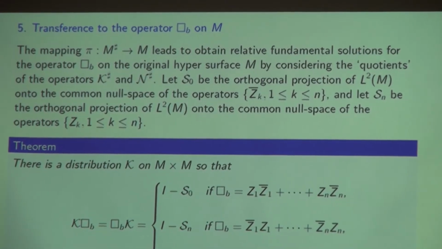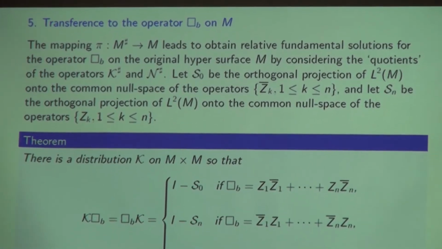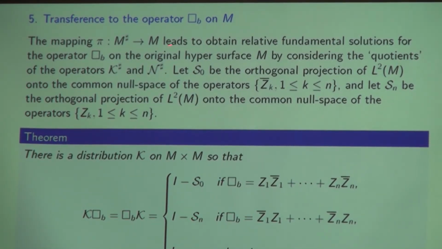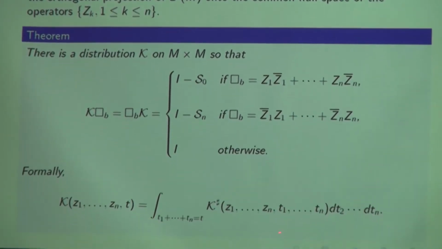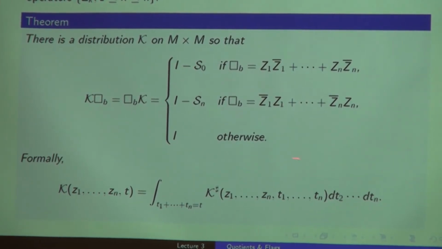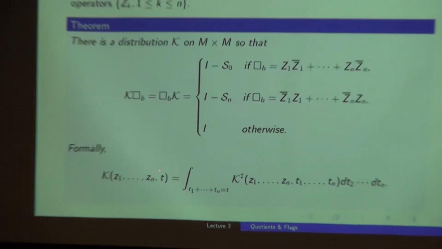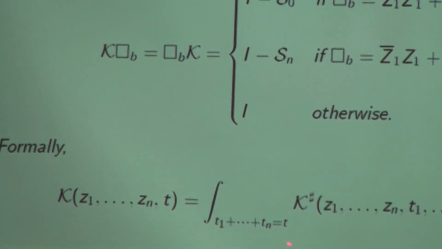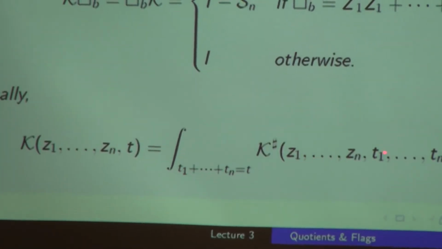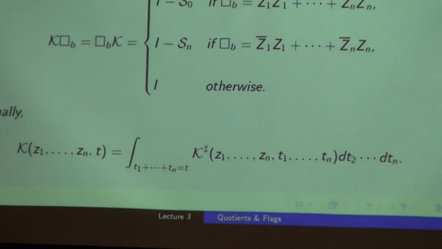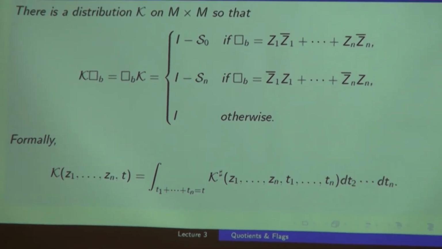So the claim is that I can push this operator that I call k sharp upstairs. I can push it down, and I can also push the operator n down. Formally, these are given by simply integrating the kernel that I had upstairs. I want to have a function of a single t, and I integrate them over the set where the sum of the tj's is t. This is very much analogous to what was done in the earlier example.